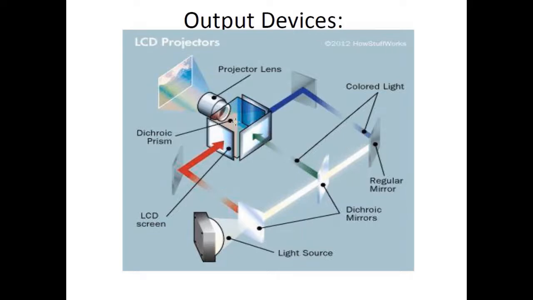Once that is done, then over here is a special prism. These three images go into the prism, which combine the three images into one colorful image. That image is then passed through a lens, and through the lens it falls onto the screen.